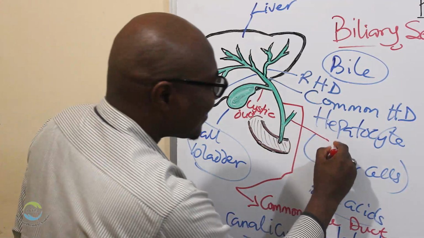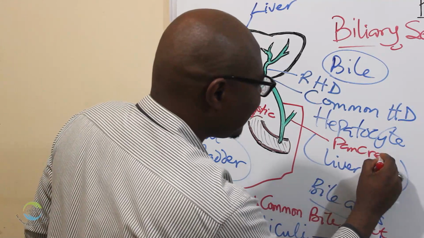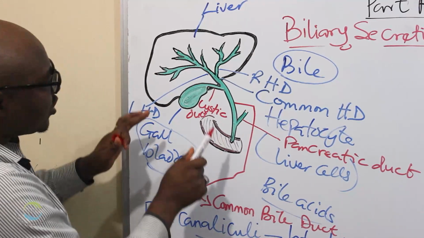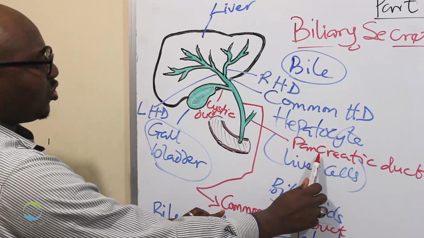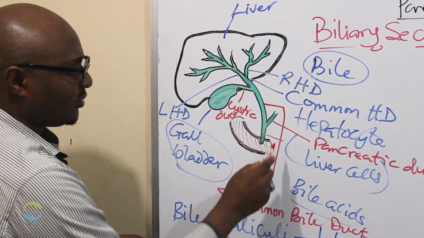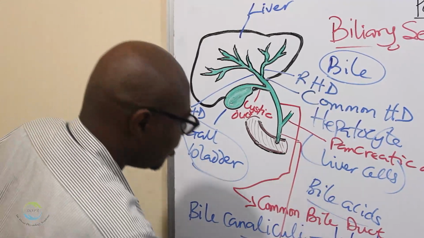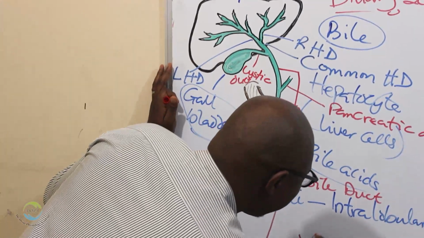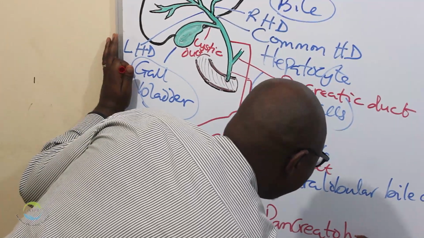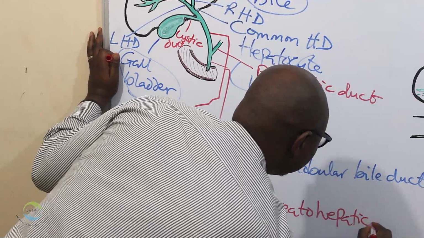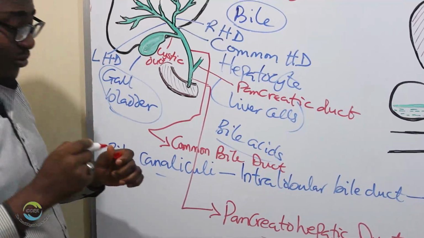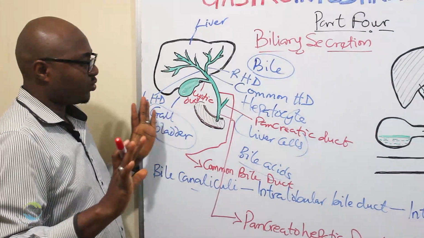This is the pancreatic duct. Okay, so the common bile duct joins with the pancreatic duct. So at this point, it's now one. So at this point, it is known as the pancreatohepatic duct. Very important that you know this thing. I can ask you as a multiple choice question.